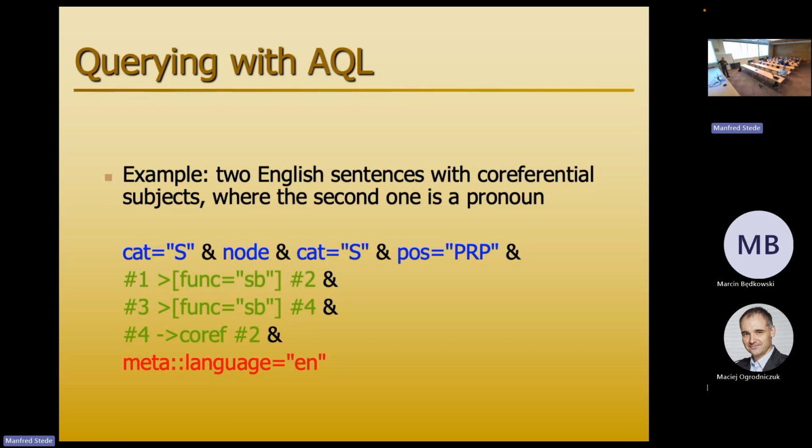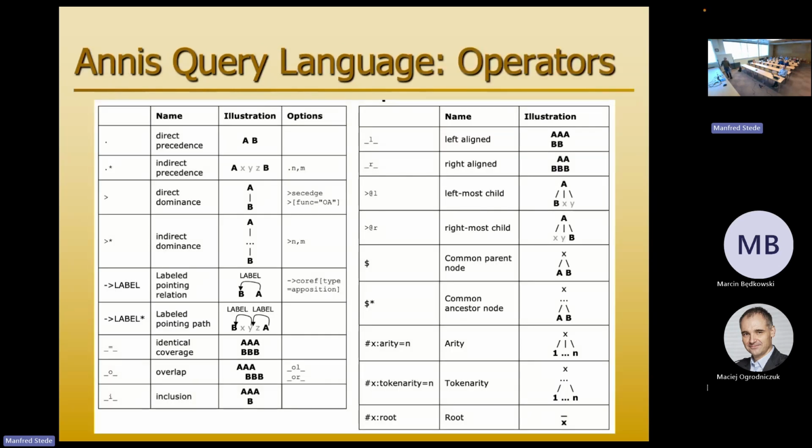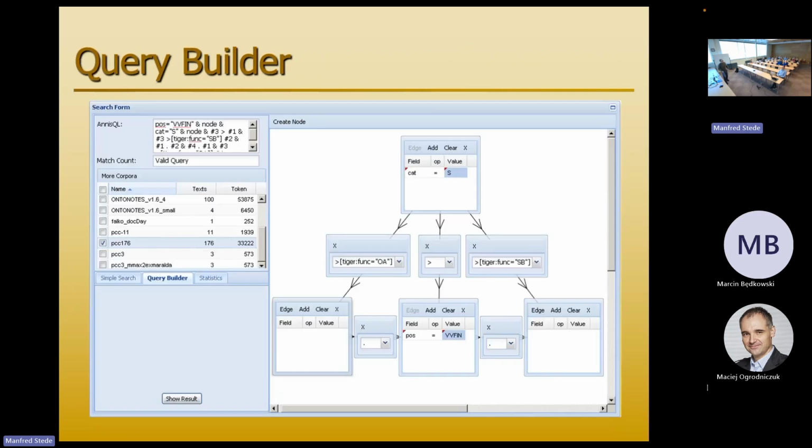Yeah, so this fuses syntax annotation and coreference, to give you just one example of how to put things together. There is a query language that allows you to look for precedence, for dominance in trees, direct, indirect. Pointing relations are, for instance, the coreference relations. In trees, you can look at common parent nodes, common ancestors, rightmost child, leftmost child, children, and so on and so forth. People who don't like to learn the query language can use a graphical query builder, which allows you to put together the tree structure of your query step by step.